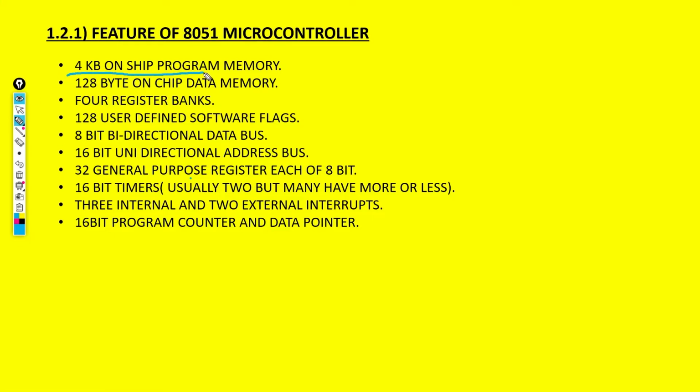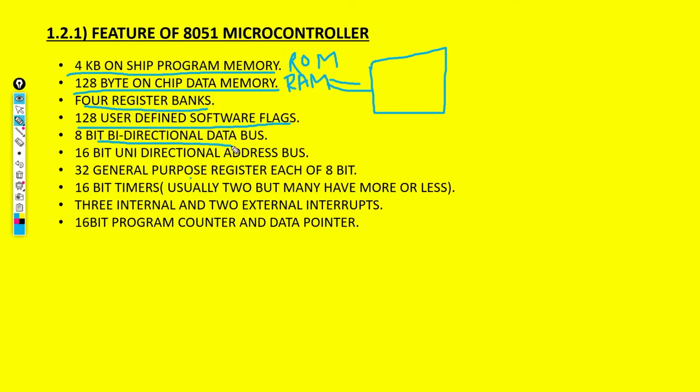4 kilobytes of on-chip program memory, 128 bytes of on-chip data memory. This is RAM memory, 128 bytes. Remember this: this is RAM and this is ROM. And in the 8051 microcontroller, we can add an external memory. 4 register banks, 128 user-defined software flags, 8-bit bidirectional data bus.